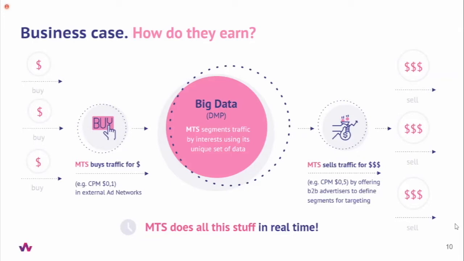First of all, they create some data segments using big data technologies. They analyze a set of their data. They divide this data by interests, by geo, by sex, gender, and so on. So they define key data segments in this huge set of data, and they do all that to allow other advertisers, other companies, to use these segments for digital targeting of their advertising campaigns.